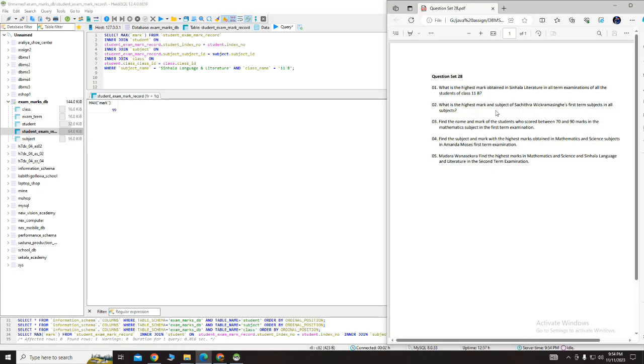To find the highest mark, we have used the max function, and we have inner joined the student exam mark record with the student, subject and class tables using the relationships among their columns. And finally, we have set the conditions required for this query, like the subject name should be Sinhala language and literature and the class name should be 11B. After executing this query, we get the highest mark obtained in Sinhala literature in all term examinations of all the students of class 11B is 99.